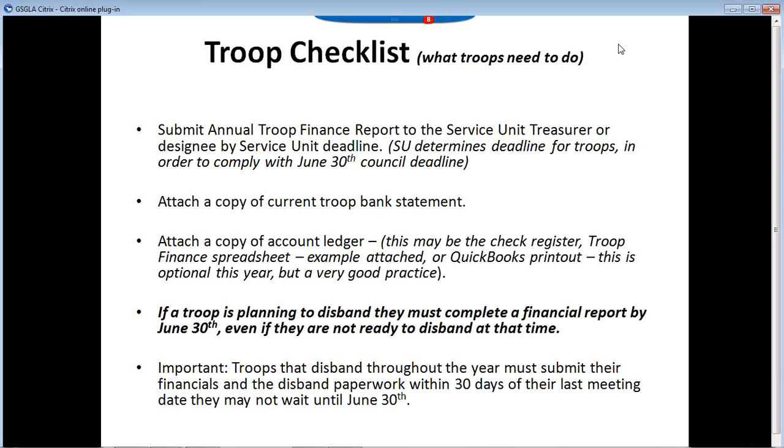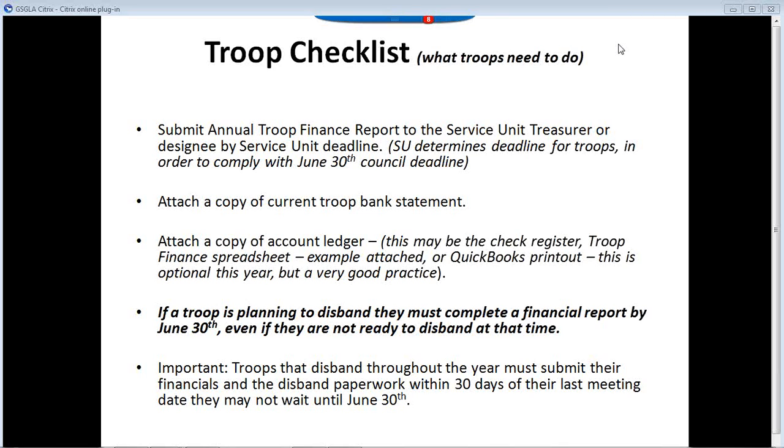Okay, so you're going to be submitting the annual troop finance report to the service unit treasurer or the designee by the service unit deadline. And again, that will be determined by your specific service unit. They should have already told you, but if they haven't, they will let you know. You're going to attach a copy of the most current troop bank account statement. So, if you're going to take the statement from May that's coming in at the beginning of June, you'd attach a copy of that statement.